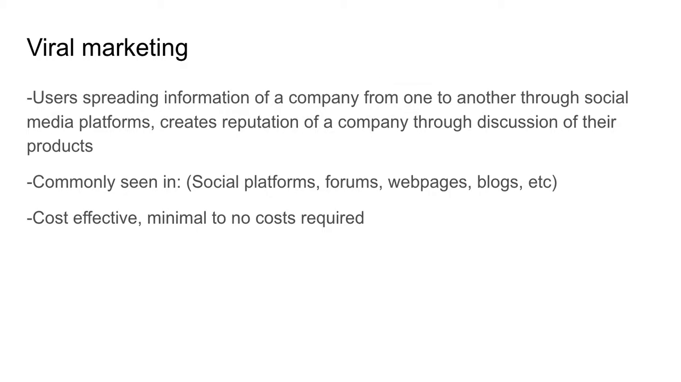What it does, in terms of advantage, is that it is very cost effective, meaning that minimal to no cost is required. Because you're basically posting your products as a company to the online platforms, which can be almost no cost if those ads are for free. Hence why this is very good for startup companies if they would like to promote their products in an efficient and cost-effective way.